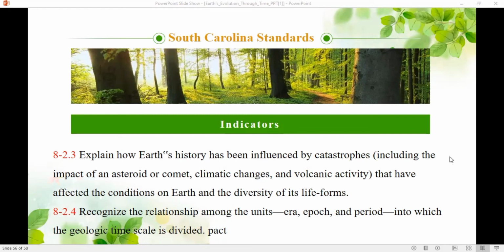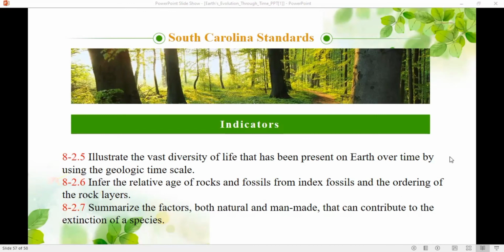Recognize the relationship among the units, era, epoch, and period into which the geologic time scale is divided. Illustrate the vast diversity of life that has been present on Earth over time by using the geologic time scale. Infer the relative age of rocks and fossils from index fossils and ordering of the rock layers. And also summarize the factors, both natural and man-made, that can contribute to the extinction of species.